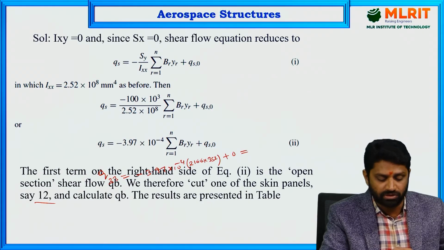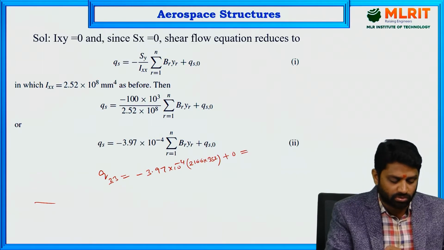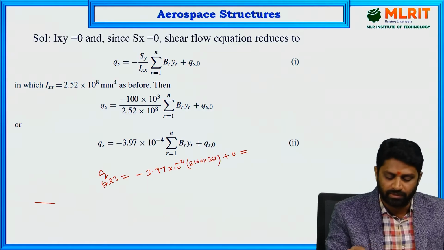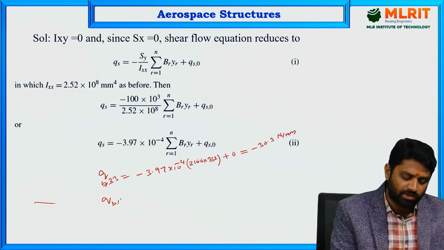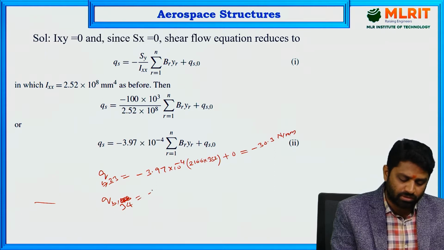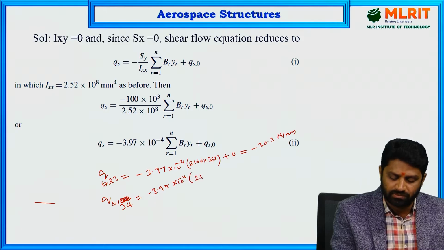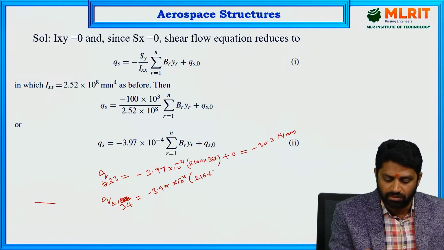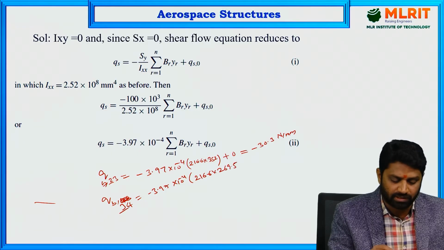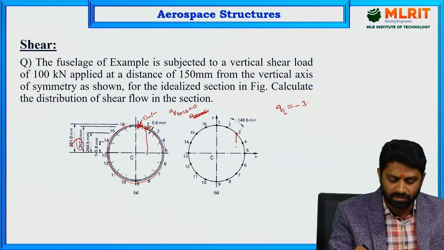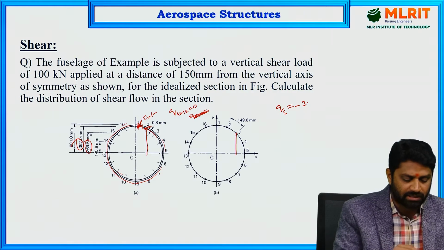But we should not write this as q23, we have to write it as qb23. Okay, so we got minus 30.3 Newton per mm. And once you get this one, next we have to calculate qb34. So 34 minus 3.97 into 10 to the power of minus 4, 216.6 into, and the distance is nothing but 269.5, the distance of boom 3 from the axis from here to here, which is nothing but 269.5.